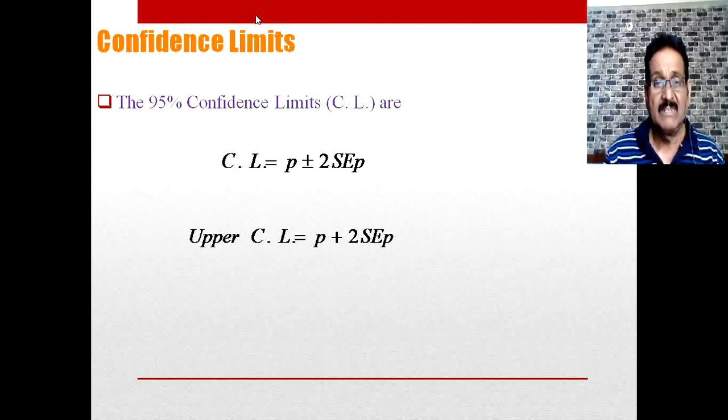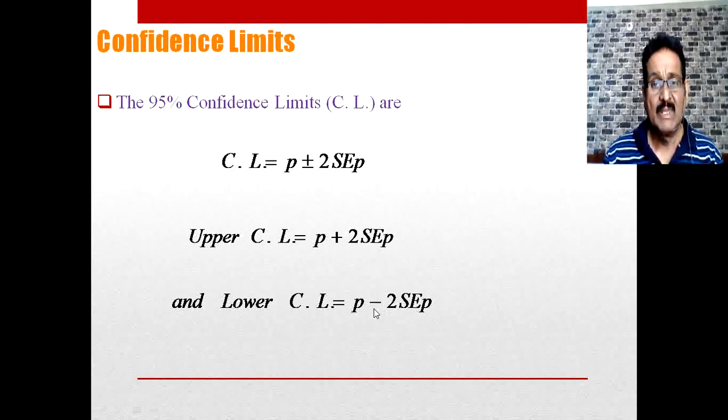So the upper confidence limit can be obtained using the positive part, the plus sign, and when you use the minus sign between these two, you get the lower confidence limit of the proportion.